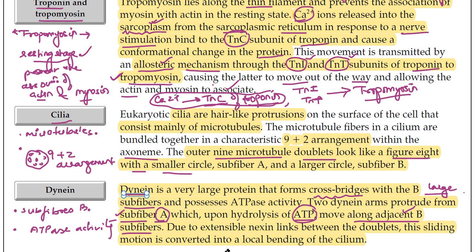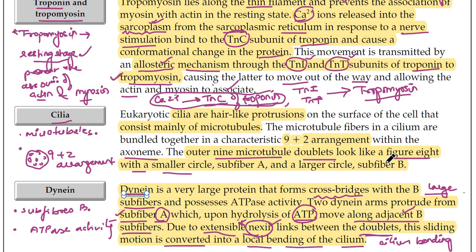Now, very important also, questions have come in many exams: due to extensible nexin links between the doublets, this sliding motion is converted into local bending of the cilium. So nexin is the protein which helps in cilium bending. This is also an important point. So this is where I will end my video.